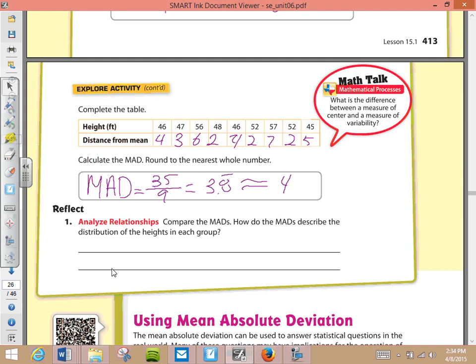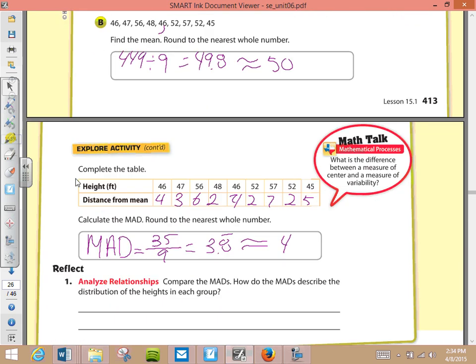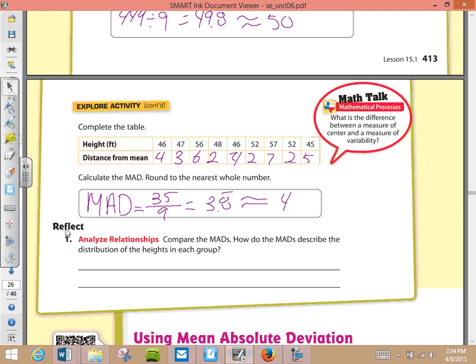So focus on this. Now look, this MAD is 4. The other MAD was 3. Do you think it makes a difference about the distribution? How so? Distribution? How the values are spread out, basically.